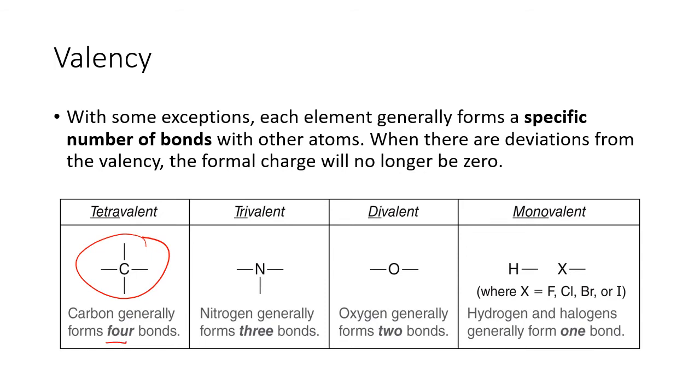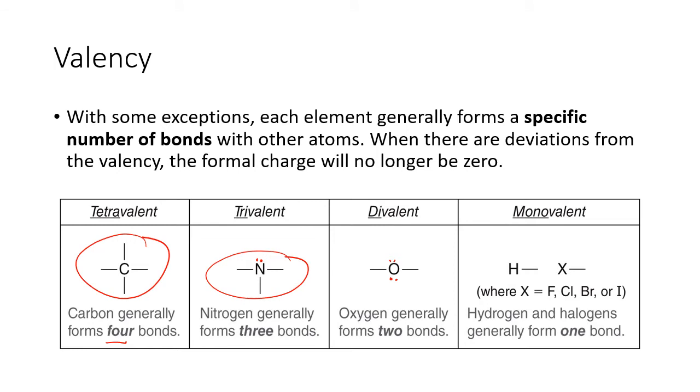Nitrogen is trivalent. That means it generally forms 3 bonds. So usually you'll see nitrogen with 3 single bonds, and there's an unwritten lone pair of electrons on there. If you see that, then the formal charge on nitrogen is 0. Oxygen is called divalent. It generally forms 2 bonds, and what's unwritten is that there's 2 lone pairs of electrons on oxygen, completing its octet. So when you see that, the formal charge on oxygen is 0.